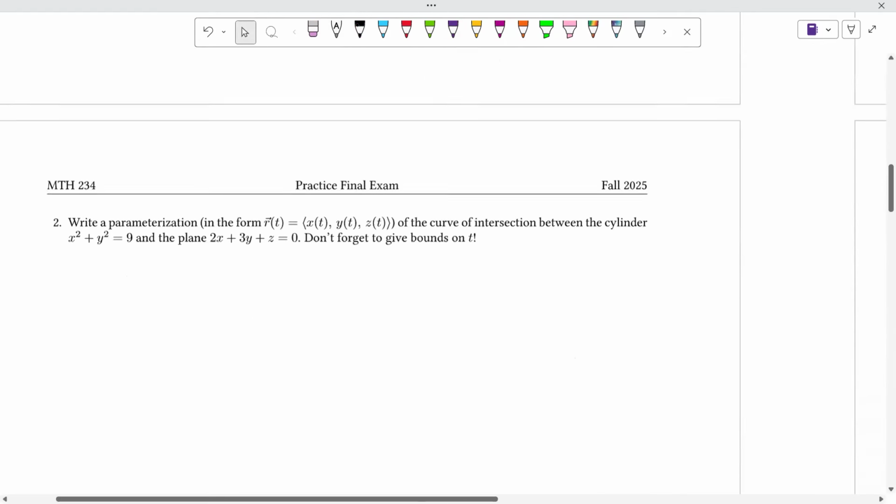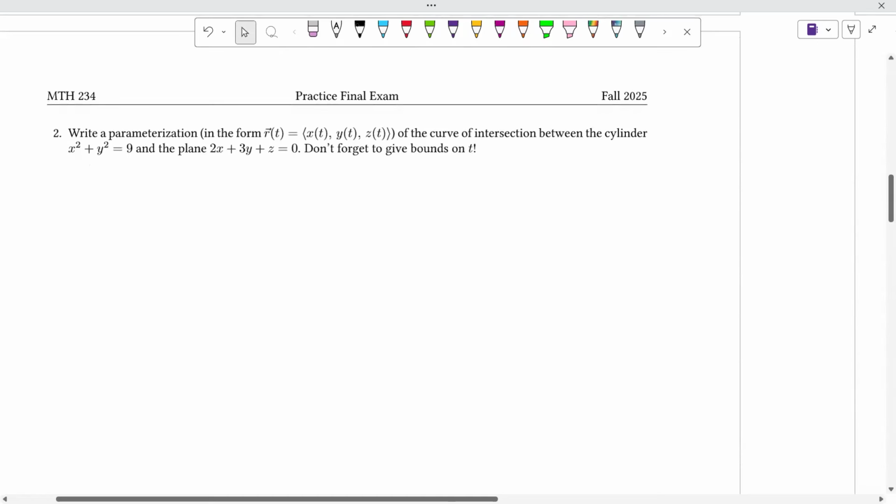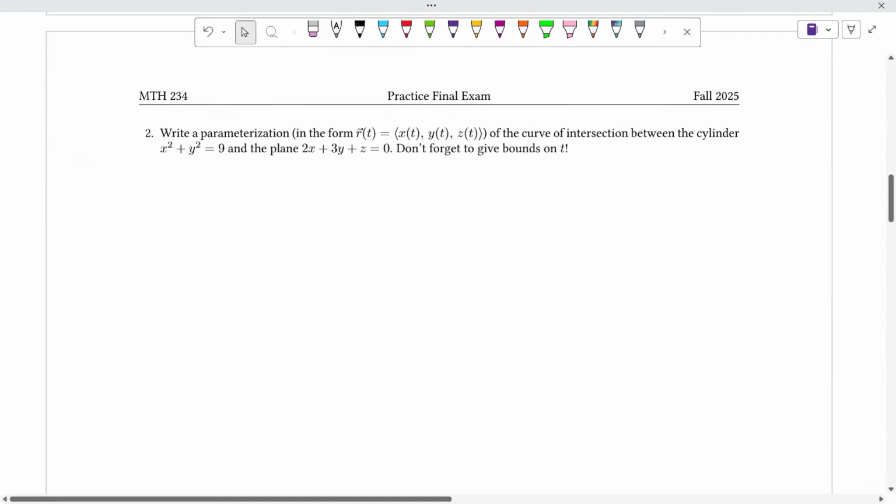Okay. Oh, I didn't use nearly as much space as I thought I was going to in that problem, but that's fine. All right, parameterization. Doesn't that look lovely? So, write a parameterization in the form r of t equals x of t, y of t, z of t for the curve of intersection between the cylinder and the plane. Don't forget to give bounds for t.